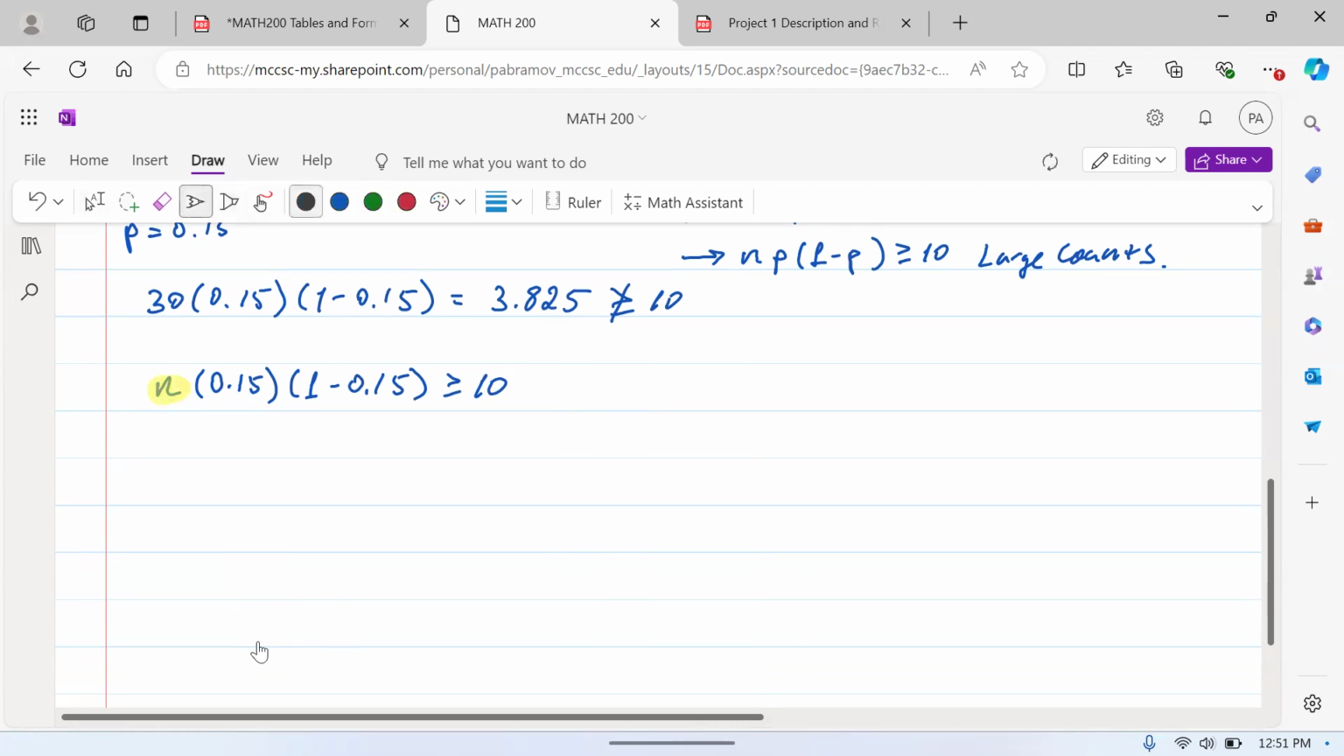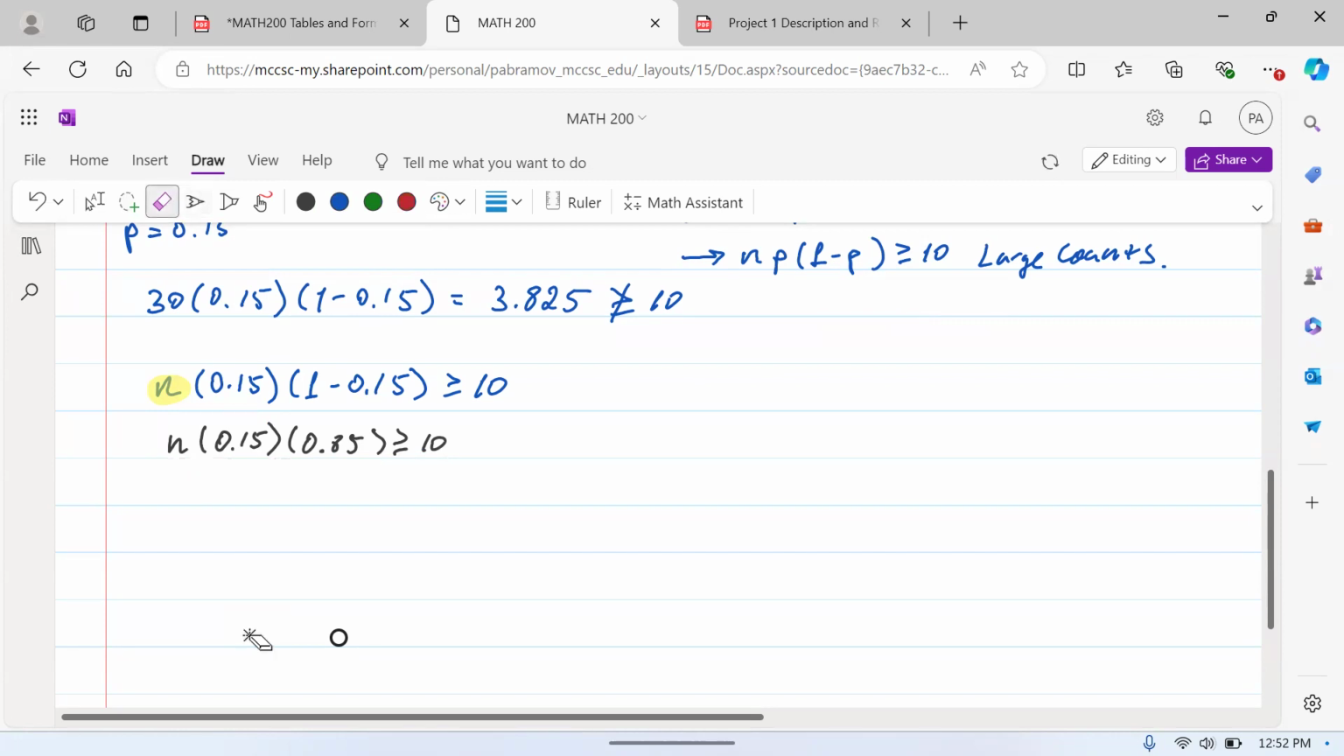Okay, so let's do a little bit of algebra. So we have n times 0.15 times 0.85 should be greater or equal to 10. And then we can divide both sides by this product. Now, keep in mind, if you're dividing it, you could multiply these two numbers first and then do the division. Then just be careful about rounding. Let's see what we get in that case. 0.15 times 0.85.